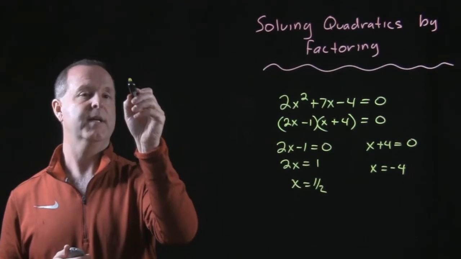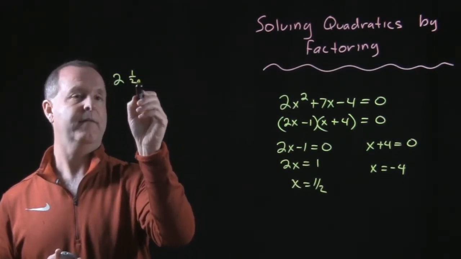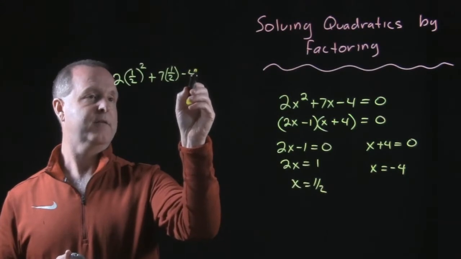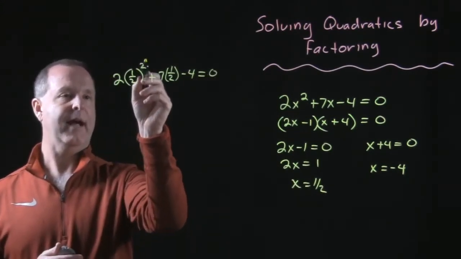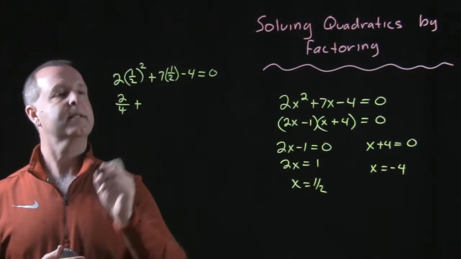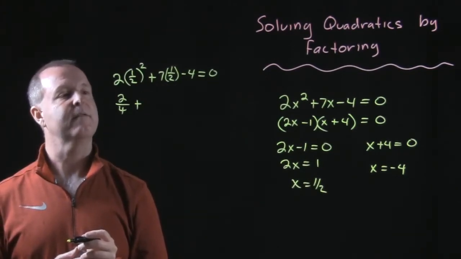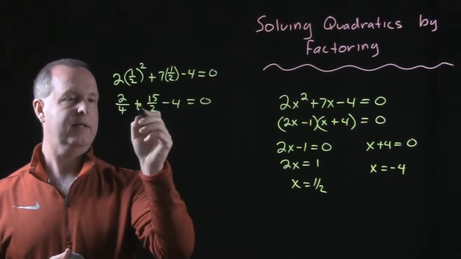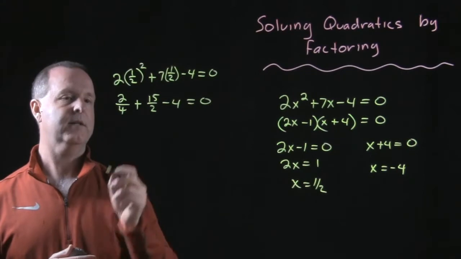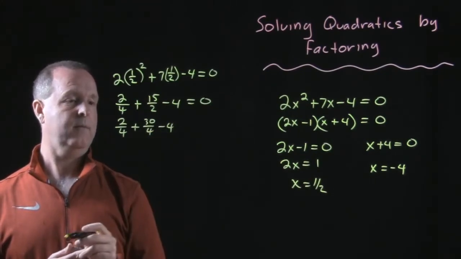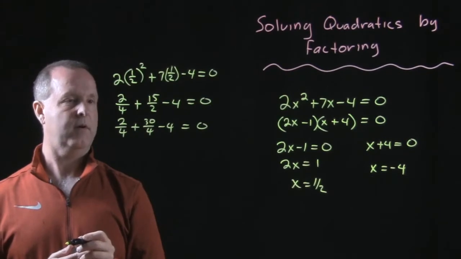So how I would check: 2 times x, which is 1/2, squared, plus 7 times 1/2, minus 4, does that equal 0? 2 times 1/2 squared, that's 2 times 1/4, makes it 2/4, plus 7 and 1/2, minus 4 equals 0. Let's get common denominators.